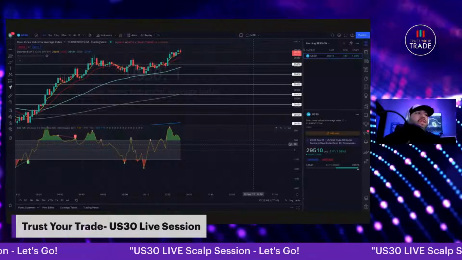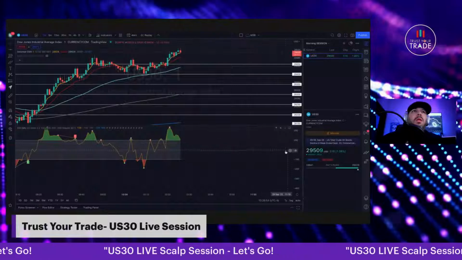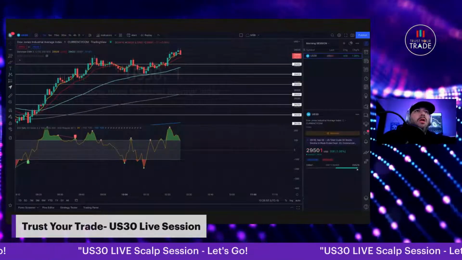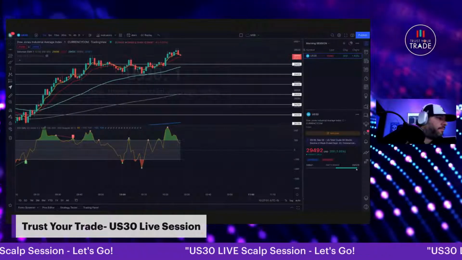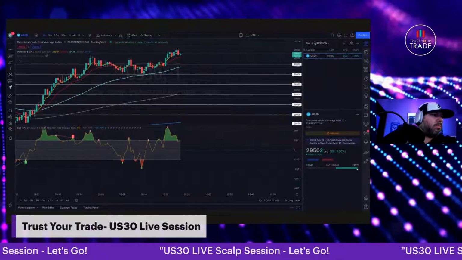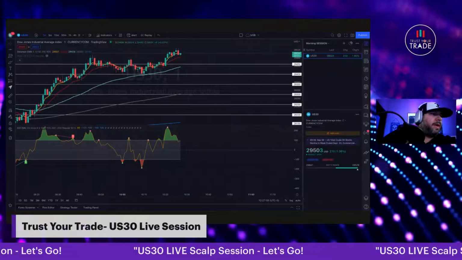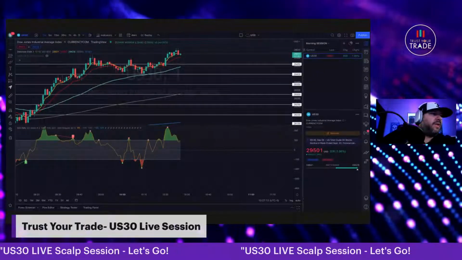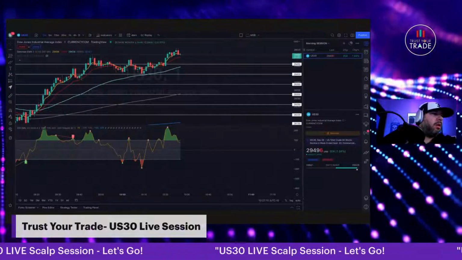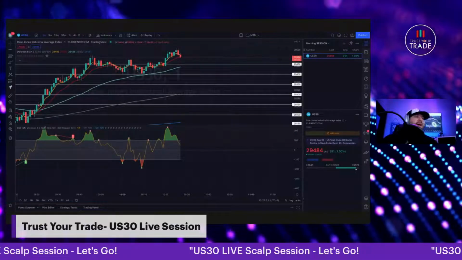We've got 15 seconds left on this candle. At the close of this candle, 7 seconds, I'm going to take a market execution. 4, 3, 2, 1. I'm in. See if I can get a quick little bag. Boom. Nice little bag.